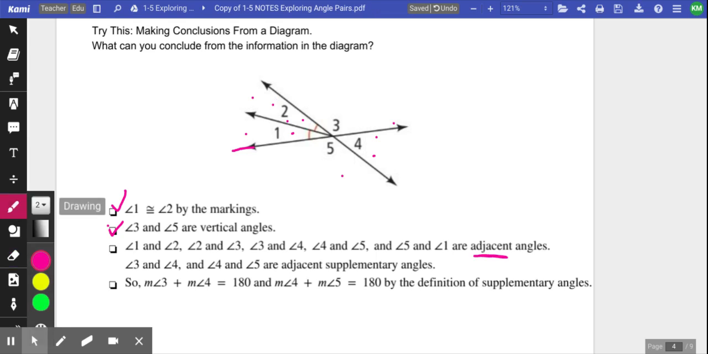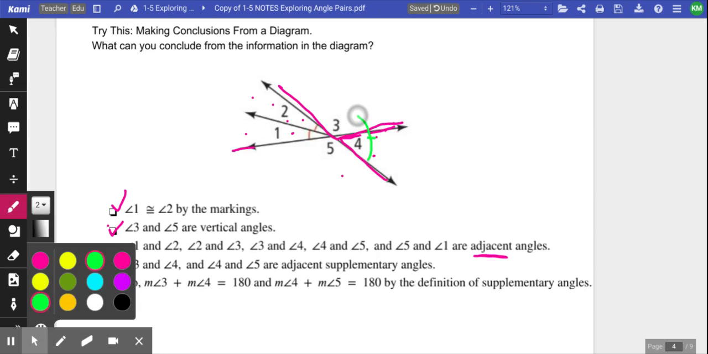It's saying that angle 3 and angle 4 are adjacent and supplementary. So that's true. They're next to each other and they form a straight line. Then it says 4 and 5. Here's angle 4, here's angle 5. Same thing. They're adjacent and form a straight line. So this is true also.